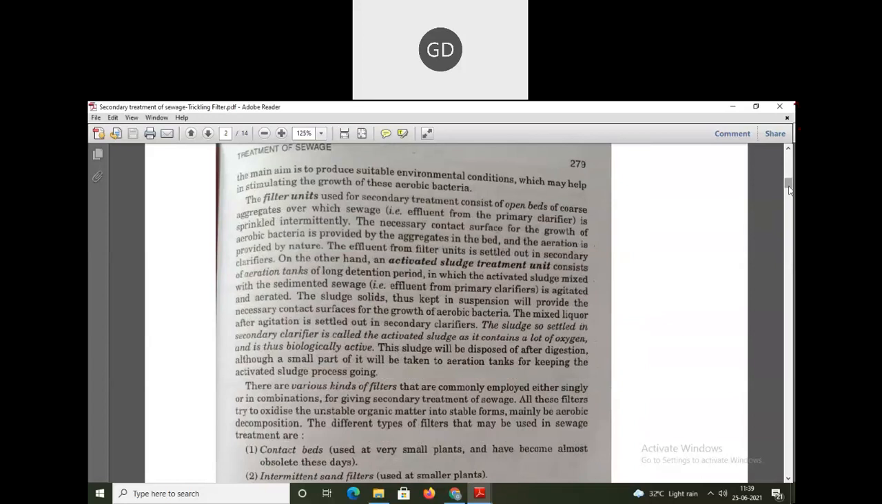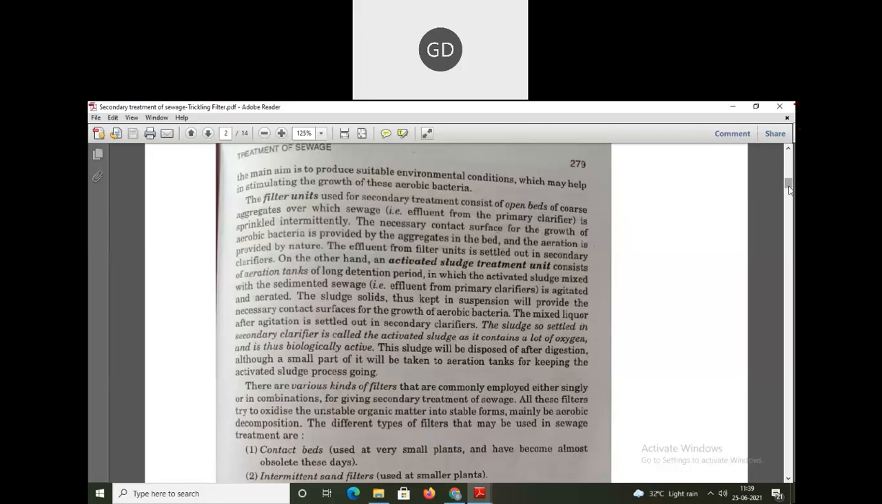Now we have two units: the filter units and the activated sludge process. The filter unit is a part of the secondary treatment, and it consists of open beds which have porous aggregates. Over these aggregates, the sewage is sprinkled by sprinklers intermittently.